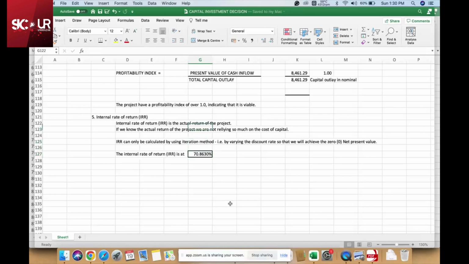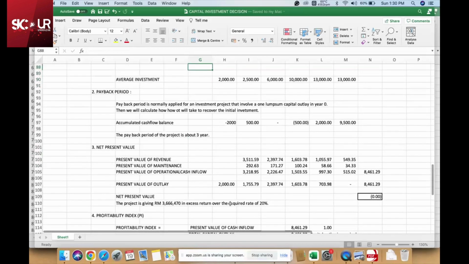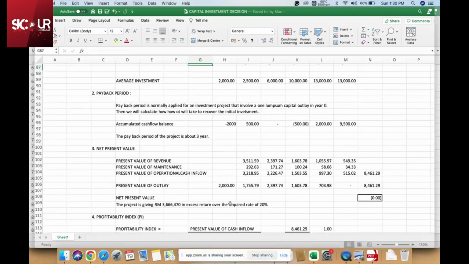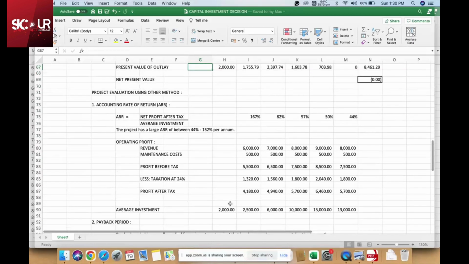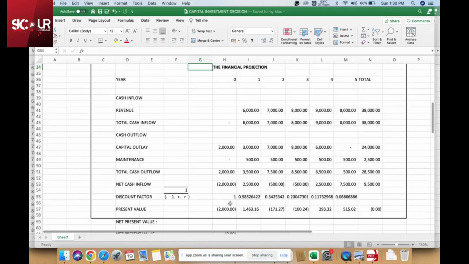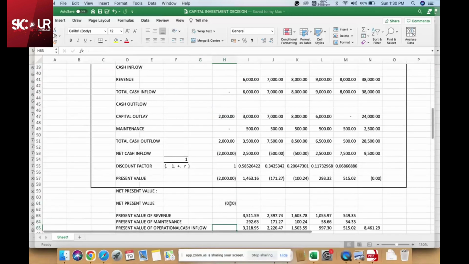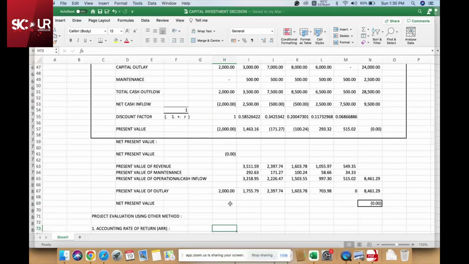The 10% was our own estimate, our own cost of capital. But maybe we said that 10% is too low, so we changed it to 20%. We started with 20%. We say even at 20%, the net present value was still very high, right? But we want to know what is the actual internal rate of return.